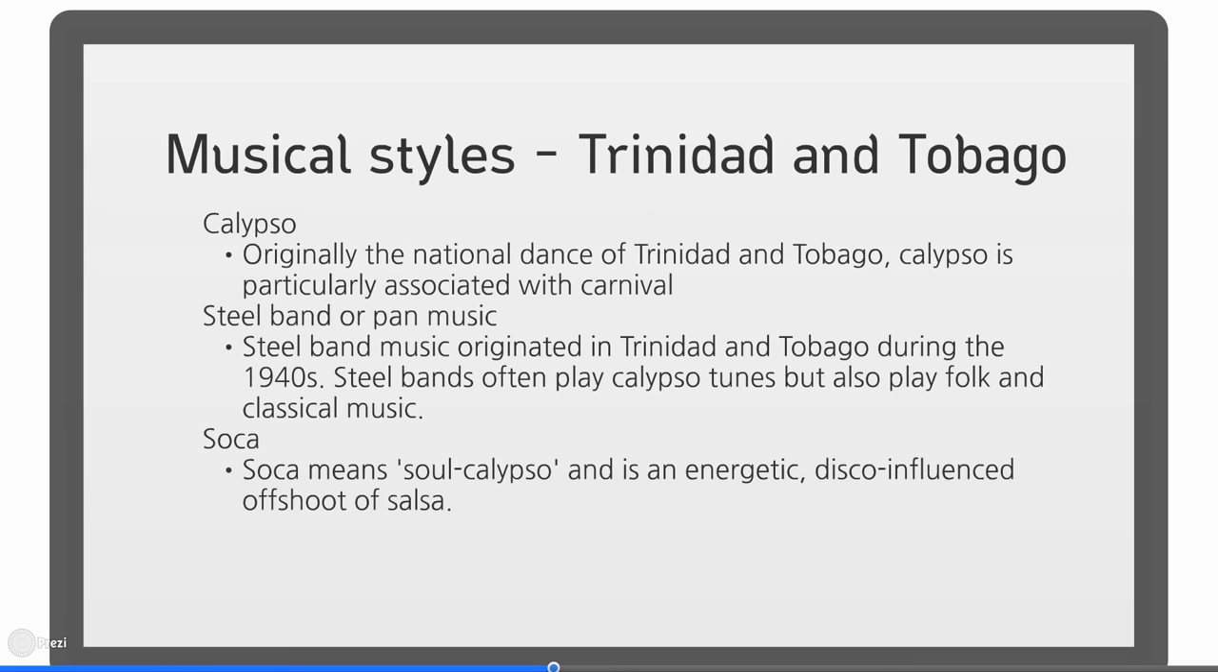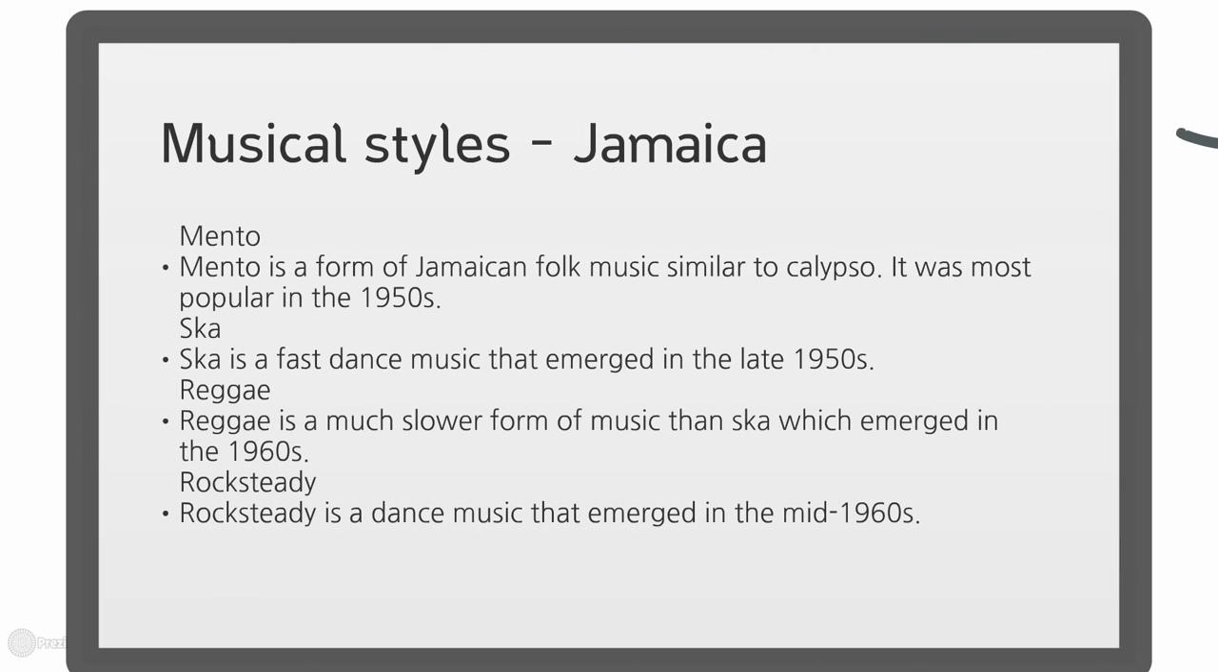If we move on to the next one, which is soca, which means soul calypso, it's an energetic disco-influenced offshoot of calypso. Soca is characterized by the use of horns and Latin percussion with loud, fast percussion beats. We don't want to spend a lot of time discussing these styles, because in this presentation we're going to talk about how these musical styles influence the modern world. But let's just take a look at a little bit of the history of everything.